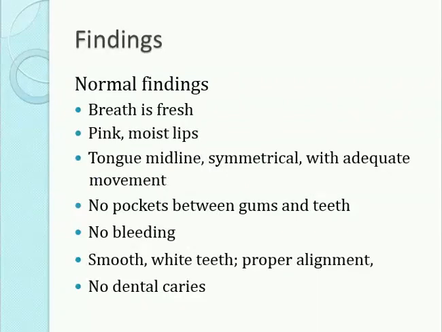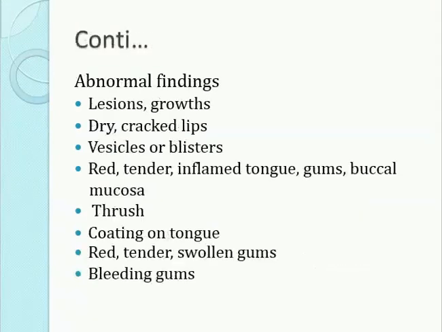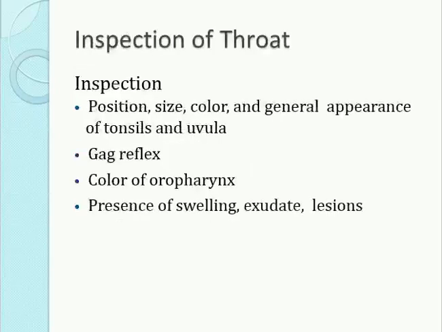Normal findings are breath is fresh, pink moist lips, tongue is midline symmetrical with adequate movement, no pockets between gums and teeth, no bleeding, and smooth white teeth properly aligned. No dental caries should be present. Abnormal findings involve lesions, growth, dry cracked lips, vesicles or blisters, red tender inflamed tongue, gums and buccal mucosa. Thrush may be present, coating on tongue, red tender swollen gums and bleeding gums.